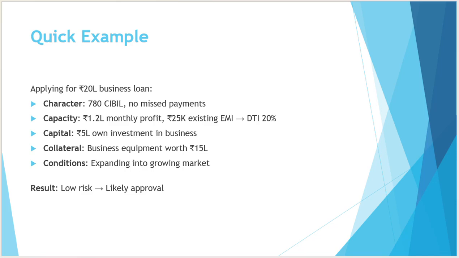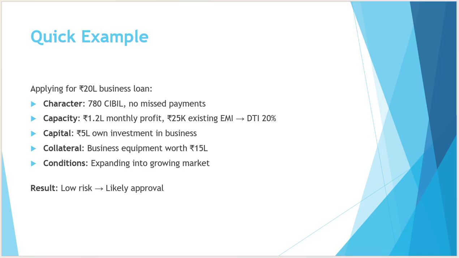Then the collateral. Business equipment worth 15 lakhs. If the bank or lender finds that in certain uncertain or risky conditions you are not able to pay the principal and interest, what is the collateral value? How much will the bank recover from that? That value might be 15 lakhs or 10 lakhs.